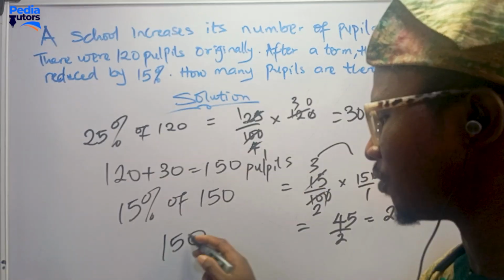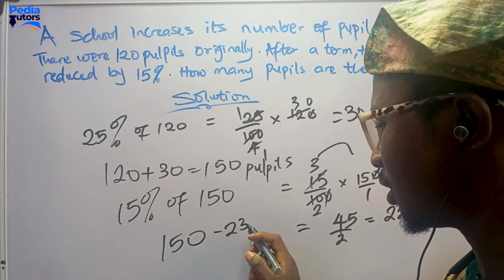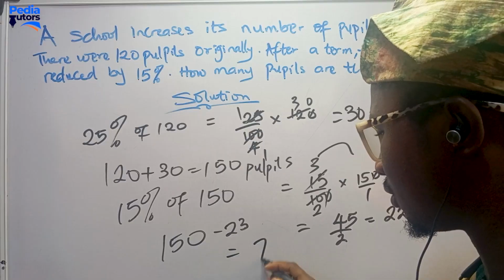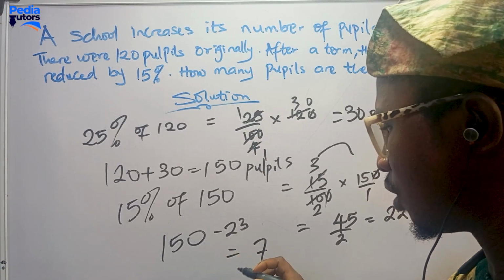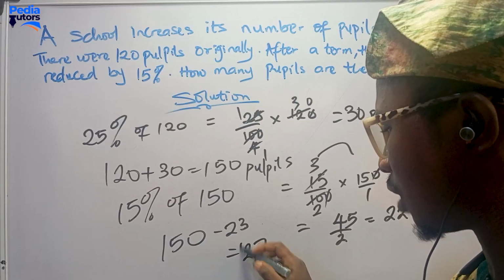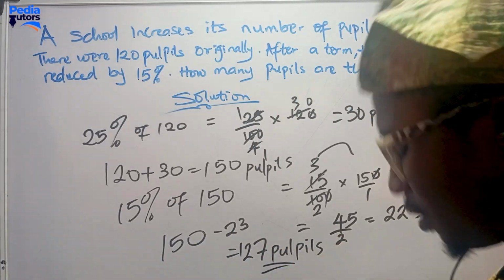So if 23 people actually left the school, what do we have left? Out of the 150 students, 23 left. So what do we have left? This is going to be 7, right? And 2 here is going to be 2, and that's going to give us 2 and 1. So we have 120 pupils left.